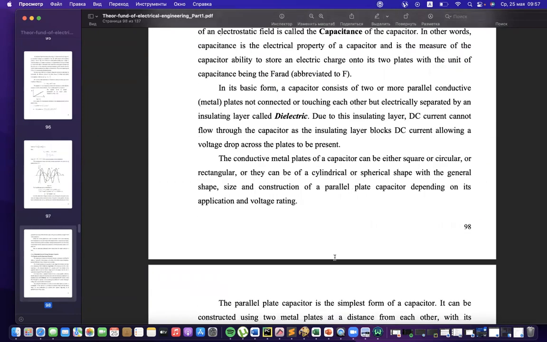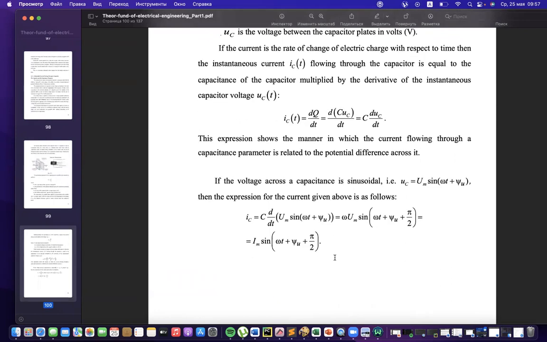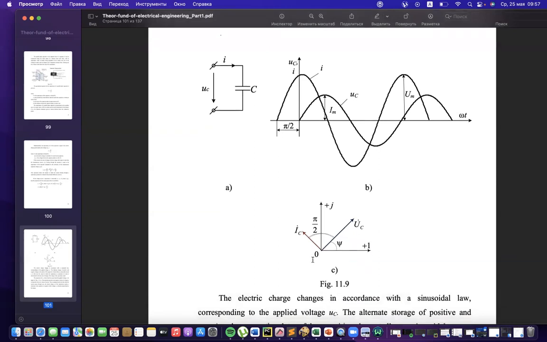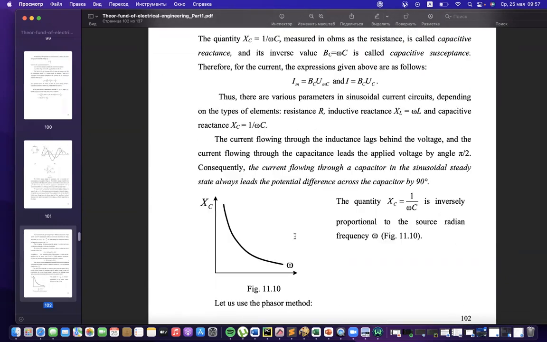And for the capacitor, the opposite situation. For the capacitor, shifting minus 90 degrees between current and voltage. Voltage lags 90 degrees from current, that means that current leads. And the angle is minus 90 because current leads instead of voltage.